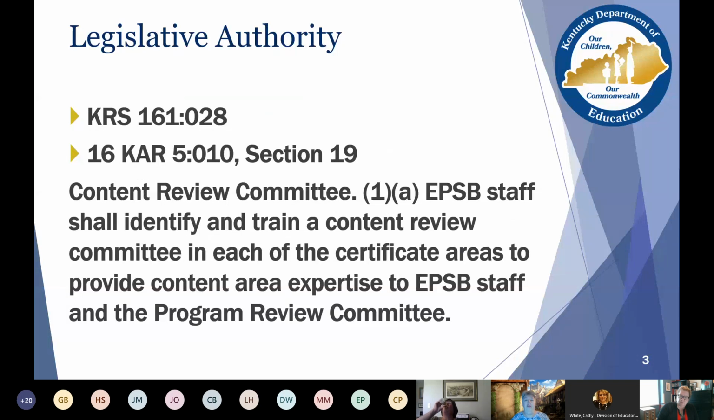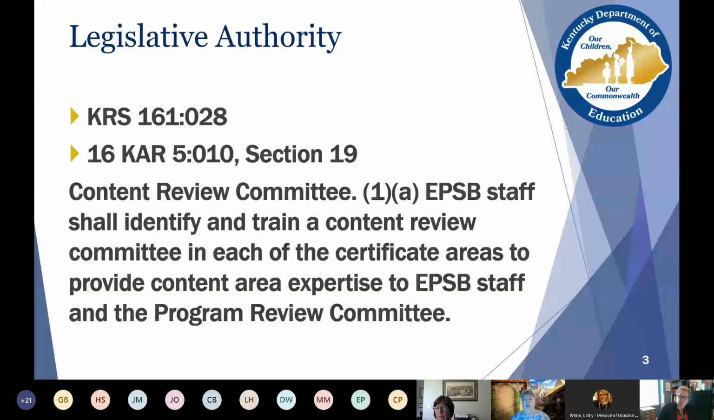The Kentucky Revised Statute 161.028 establishes the authority of the Education Professional Standards Board. This statute establishes the foundation on which the EPSB has determined a protocol for reviewing and approving programs. This protocol is specified in Regulation 16 KAR 5:010, which requires the inclusion of experts in the areas relating to certification.